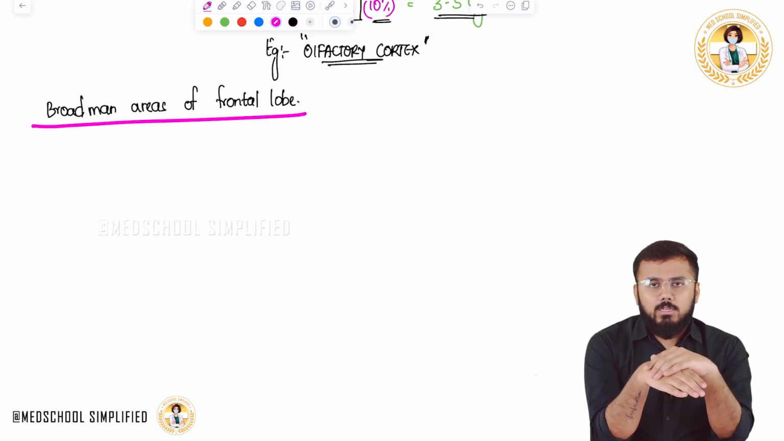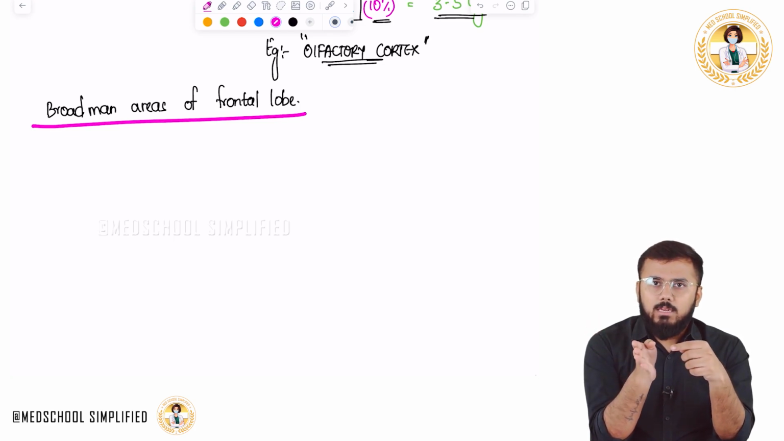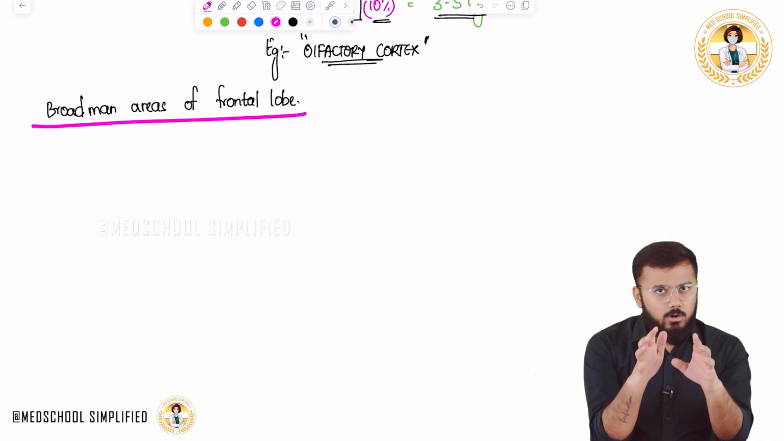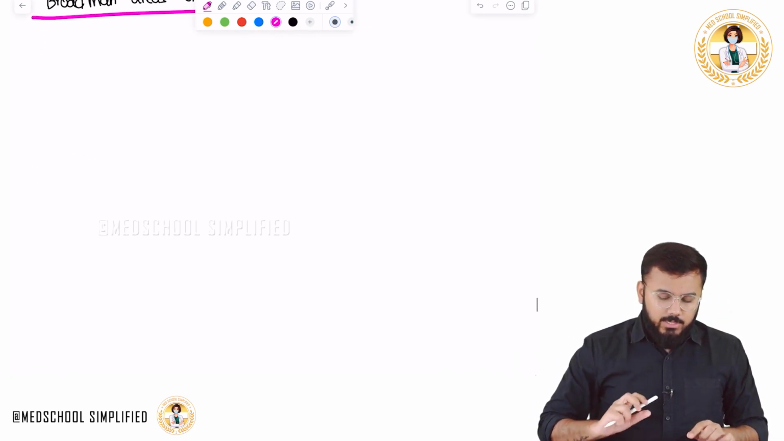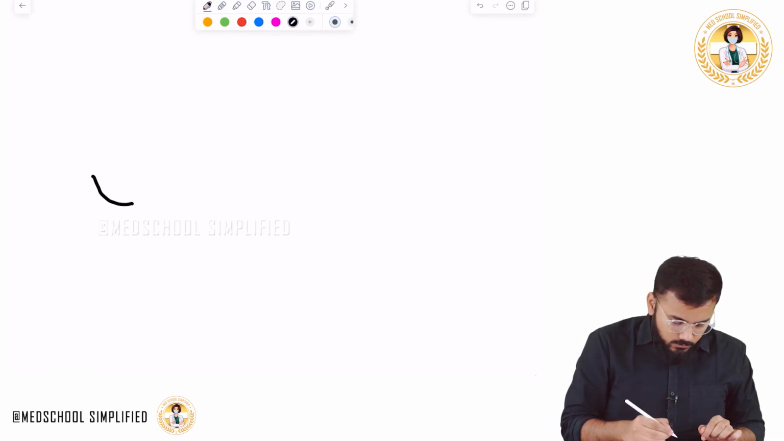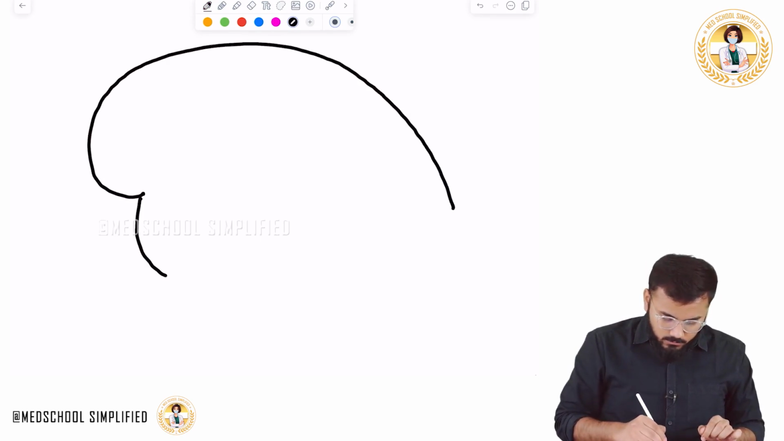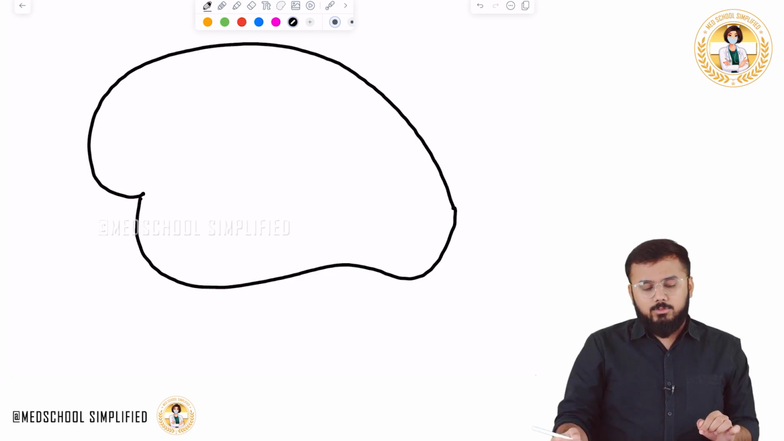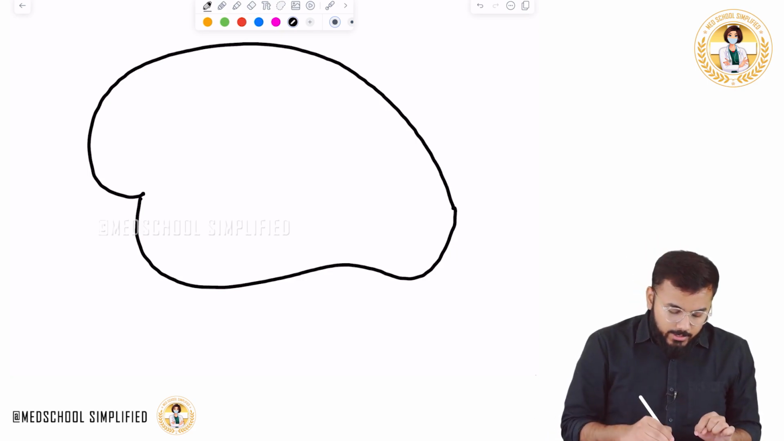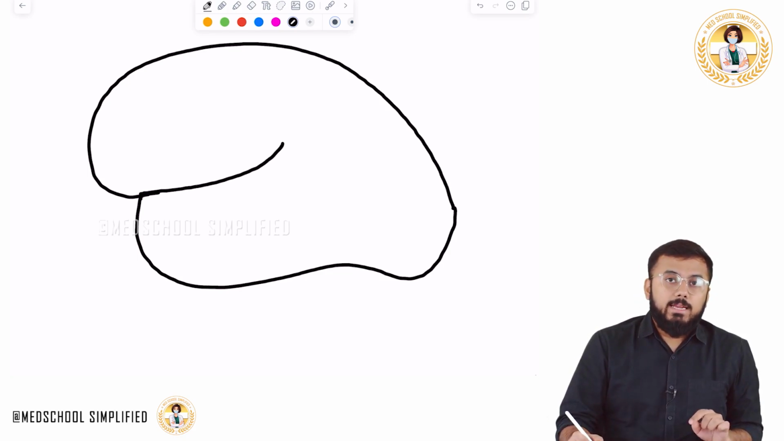We shall draw the sulci that are located in the superolateral surface, then draw the sulci located in the medial surface, and then explain the Brodmann areas of the frontal lobe. So first let me draw the picture of the superolateral surface. This is your superolateral surface. Within it, you see that here you have a sulcus laterally. This sulcus is called the lateral sulcus.